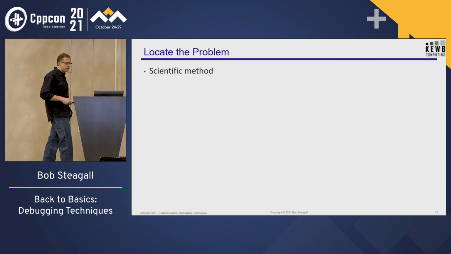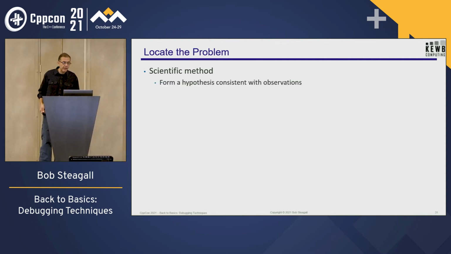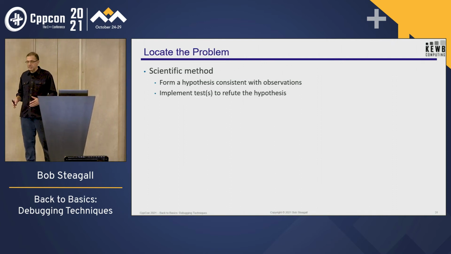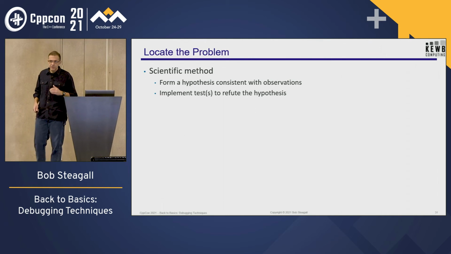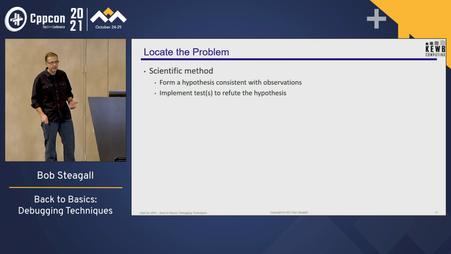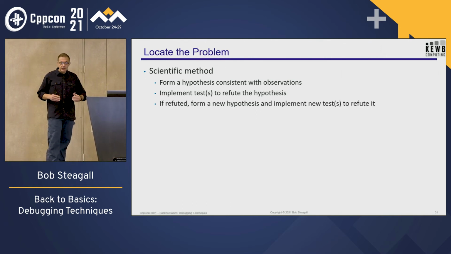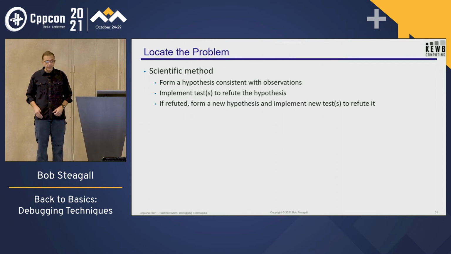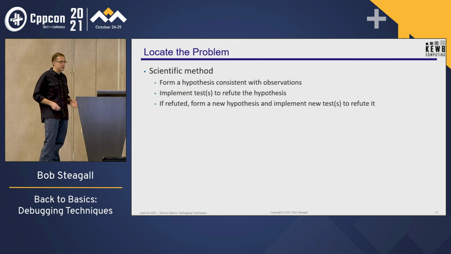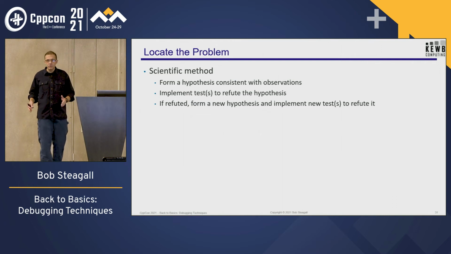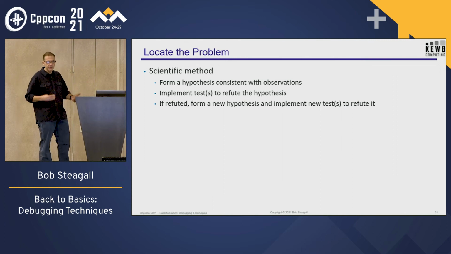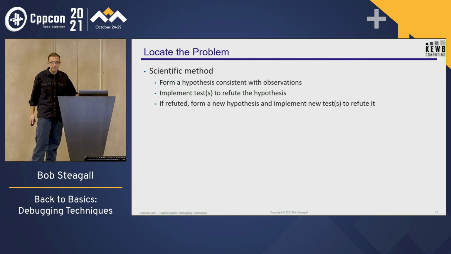You can try and be rigorous about this and use the scientific method. Form a hypothesis that's consistent with the observations that you made, and implement tests, write new test cases to try and falsify or refute that hypothesis. And if you can refute the hypothesis that the bug is here, well, then you think the bug is not there. And form a new hypothesis about where the bug is. Implement new tests to try and refute that hypothesis. And repeat this process over and over again until you get to what you think the problem is.